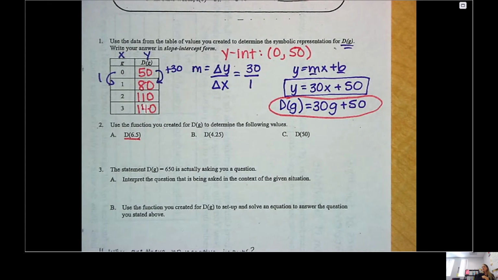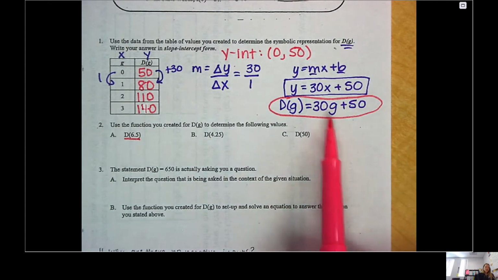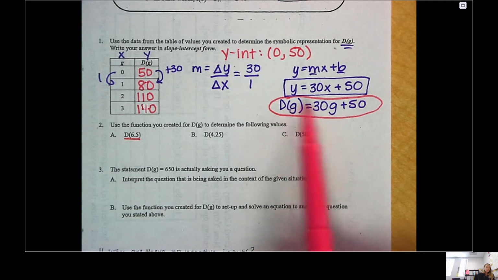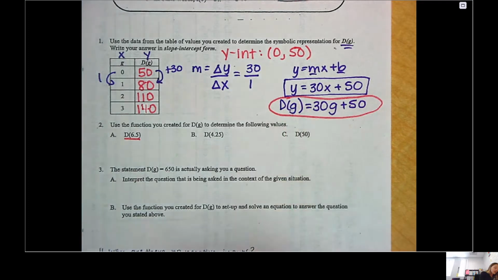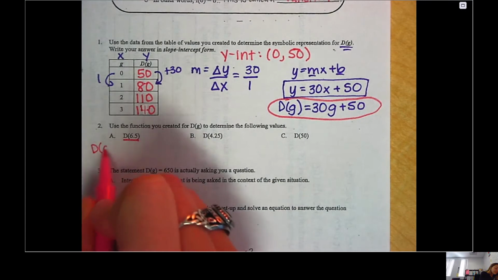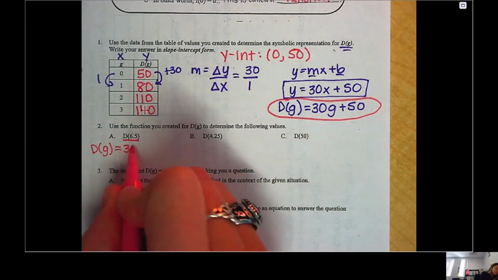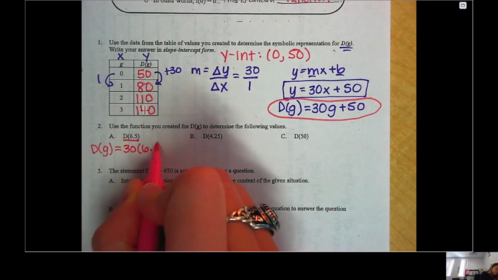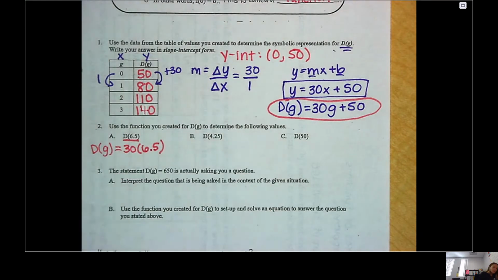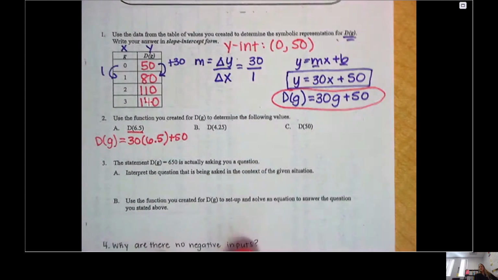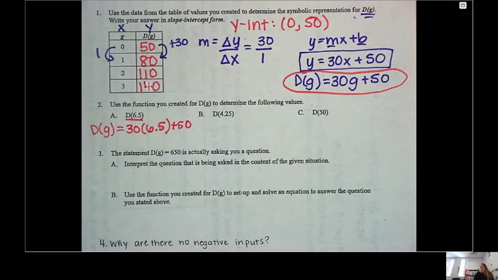Okay, so this means d of 6.5 means if I give you 6.5 gallons, how far can you go? So g stands for gallons over here. I'm trying to figure out this one over here, which is how far can you go? So instead of a g right here, I'm going to plug in 30 times 6.5 plus my 50. 30 times 6.5 plus 50. Then you're going to solve it and get a number. I don't know what that is.